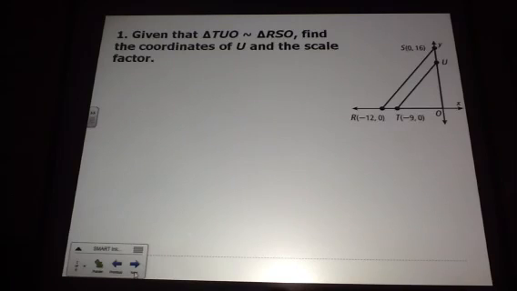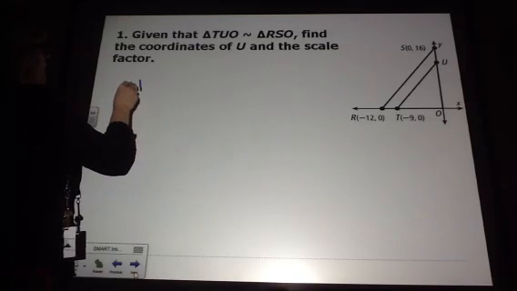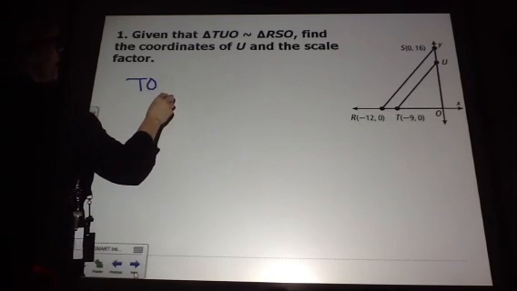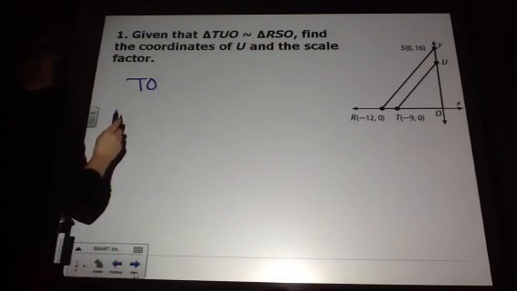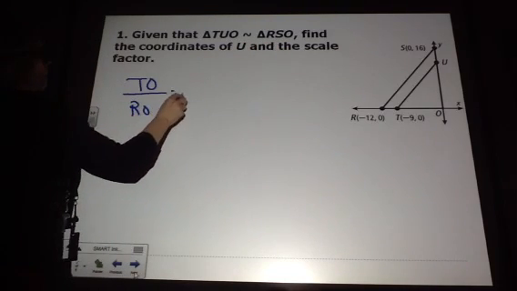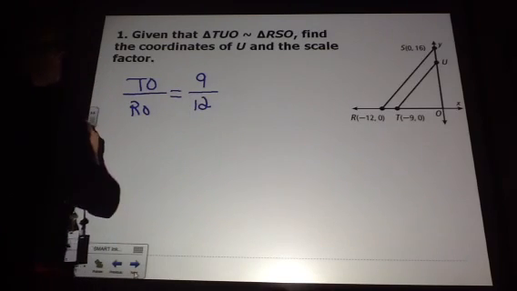Okay, given that triangle TUO, which is the smaller triangle, is similar to RSO, the larger one, find the coordinates of point U and the scale factor. So we need to set up a proportion. On TUO, the smaller triangle, I have the measurement of TO, and it corresponds with, on the larger one, RO. So TO is 9, RO is 12.